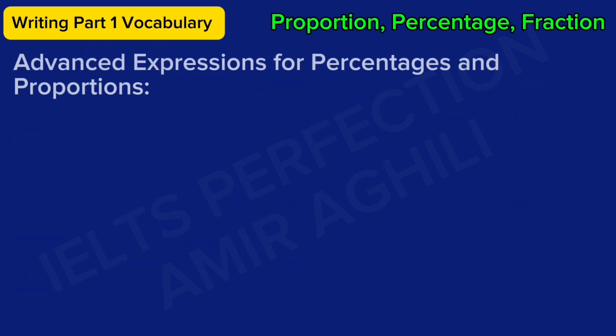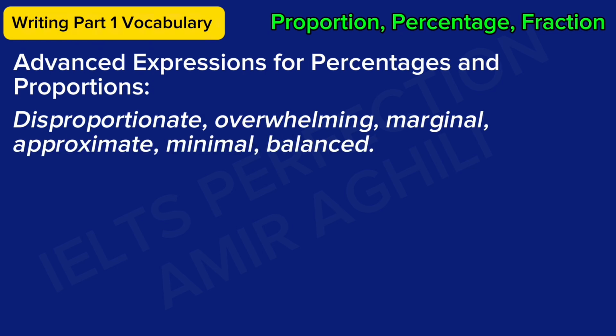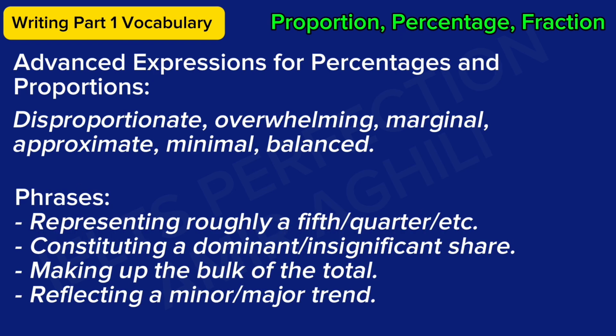There are some advanced expressions for percentages and proportions that, if used in your writing, will definitely grab the examiner's attention. The vocabulary includes disproportionate, overwhelming, marginal, approximate, minimal, and balanced. Or you can use phrases like representing roughly a fifth, quarter, etc., constituting a dominant, insignificant share, making up the bulk of the total, and reflecting a minor or major trend.